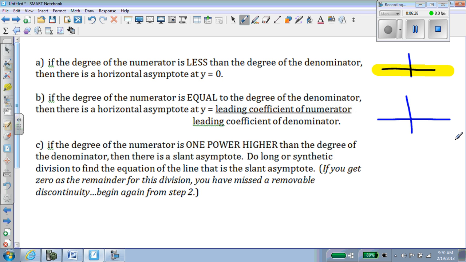If the degree of the numerator is 1 power higher than the degree of the denominator, then there is a slant asymptote, and we'll do long or synthetic division to find the equation of the line that is the slant asymptote. By the way, if you get 0 as a remainder for either your long or synthetic division, then you missed a removable discontinuity, something that canceled. So go back to step 2.